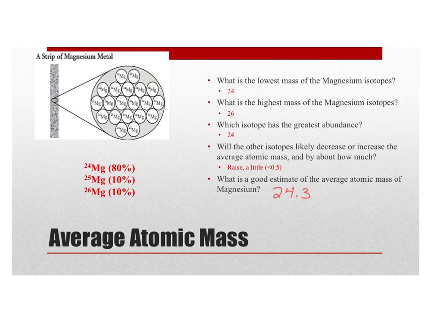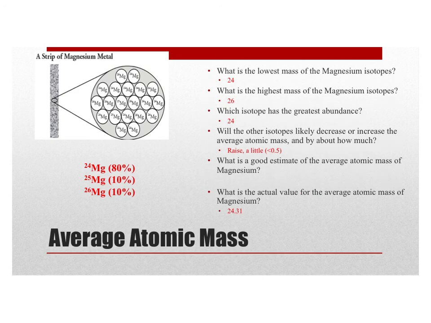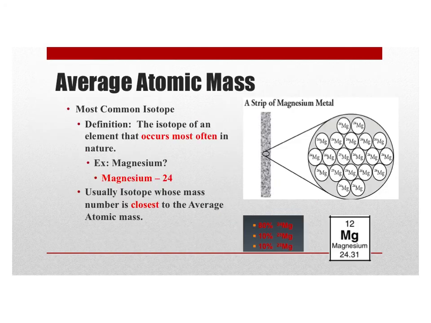What is it actually if we look at the periodic table? 24.31. Dang, that was a pretty good estimate in this particular case. So that's how we do estimating average atomic masses. Once we get good at it, it's much, much faster than trying to calculate, and it gets us close to, and it helps us understand where the average atomic mass number comes from.